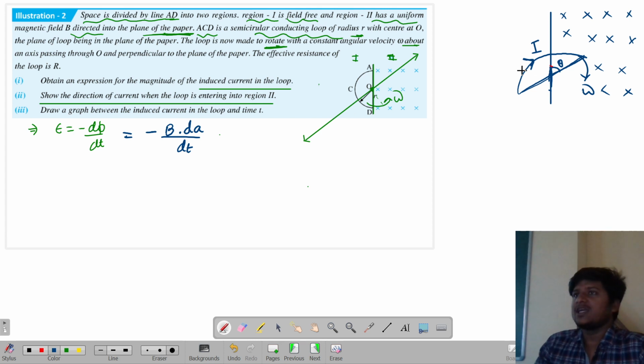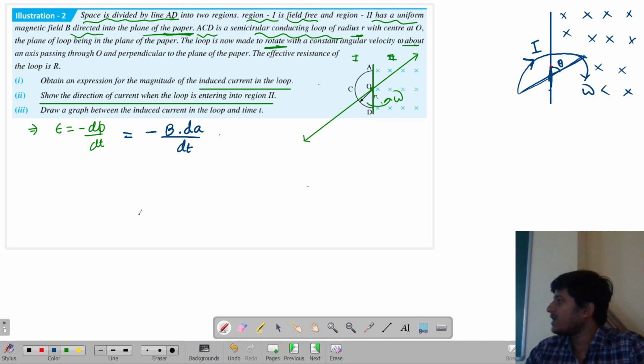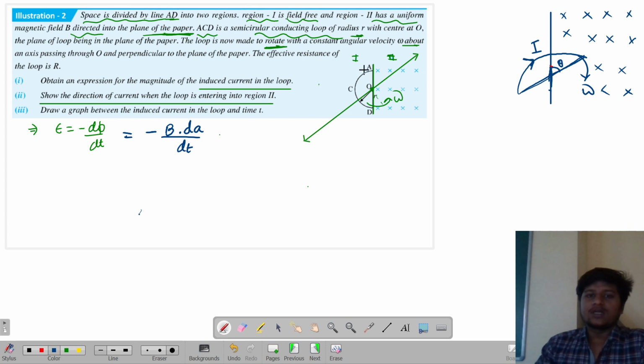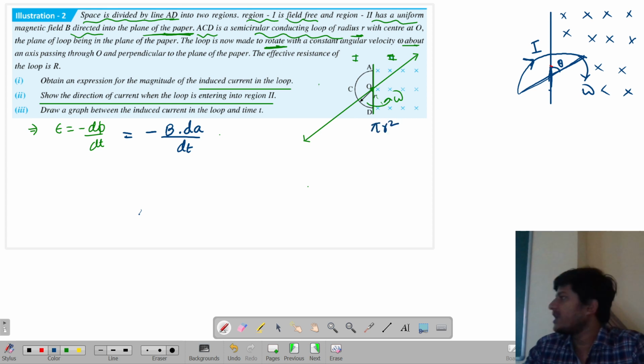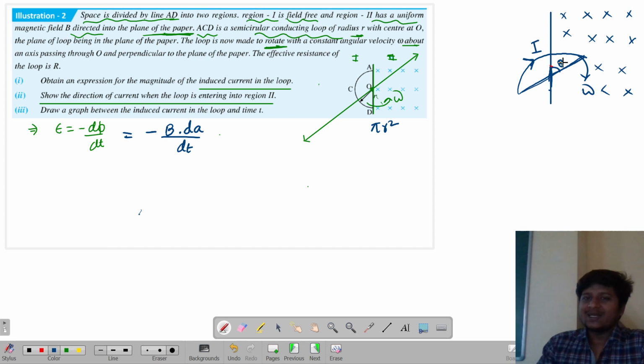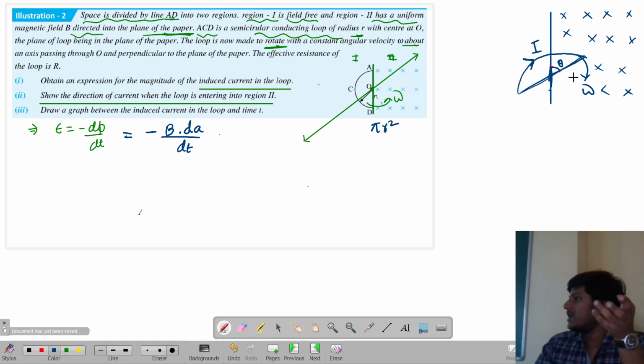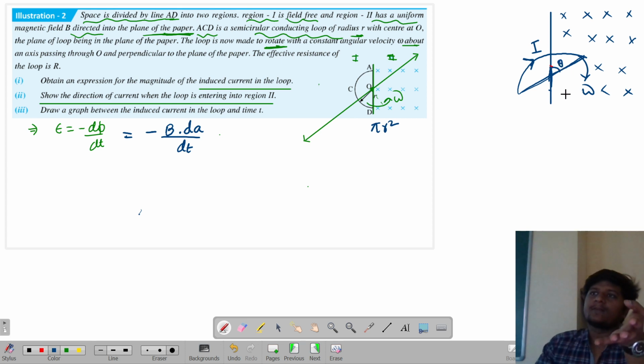Now, what is the value of dA? You have to calculate that. The area of this circular loop is how much? Pi r square. But is pi r square always constant in this magnetic field? No, it is always changing. Sometimes the angle theta can be 10 degrees, then 20, then 30, then 40. Similarly, it will go on increasing till 180 degrees, when the semicircular loop will again come outside.